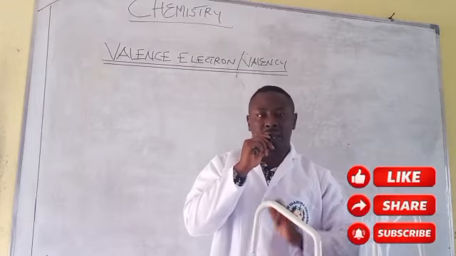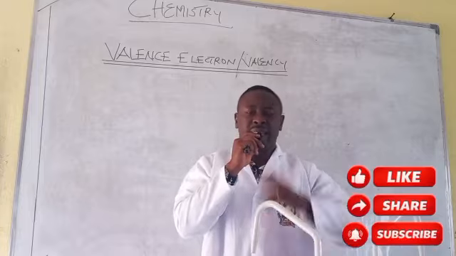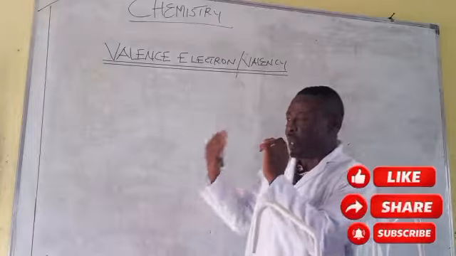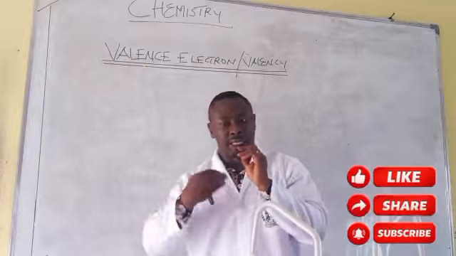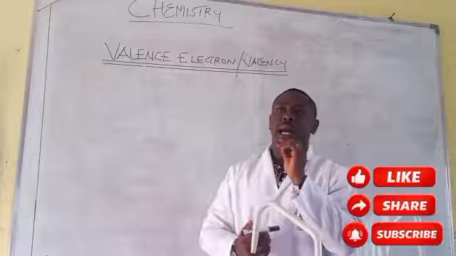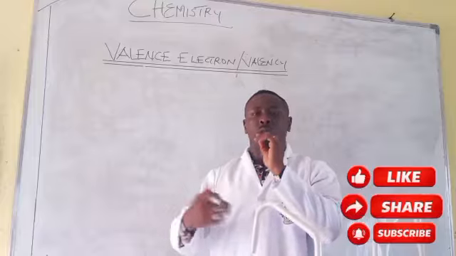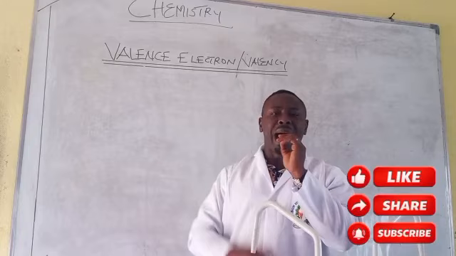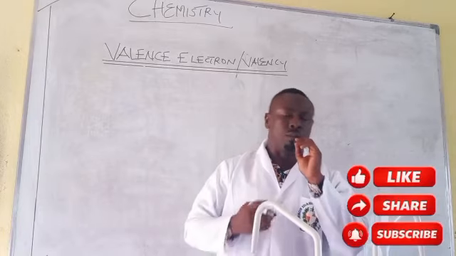Now, valence electron and valency are different in some ways, though they sound the same. The definitions are different. Now, what do we mean by valence electron? When we talk about valence electron, we're talking about the number of electrons in the outermost shell of an atom.